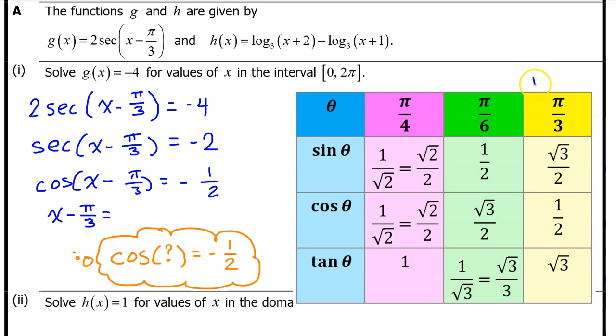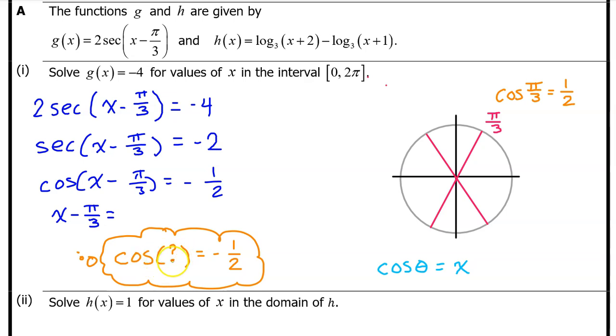That means that pi over 3 is the reference angle. The solutions to this orange equation will be some multiple of pi over 3. The cosine of any multiple of pi over 3 will either be 1/2 or -1/2. On the unit circle, cosine is the x value, and in the first quadrant, x values are positive. That's why the cosine of pi over 3 is +1/2. 2 pi over 3 is in the second quadrant, where x values are negative, so the cosine of 2 pi over 3 will be -1/2.